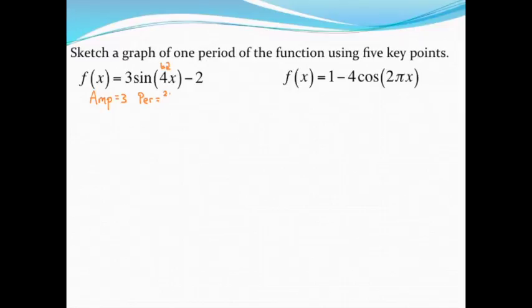The formula that we looked at in the previous video was to take 2 pi, the normal period, and divide it by the b value. 2 pi divided by 4 simplifies down to just pi over 2, so there's the new period.